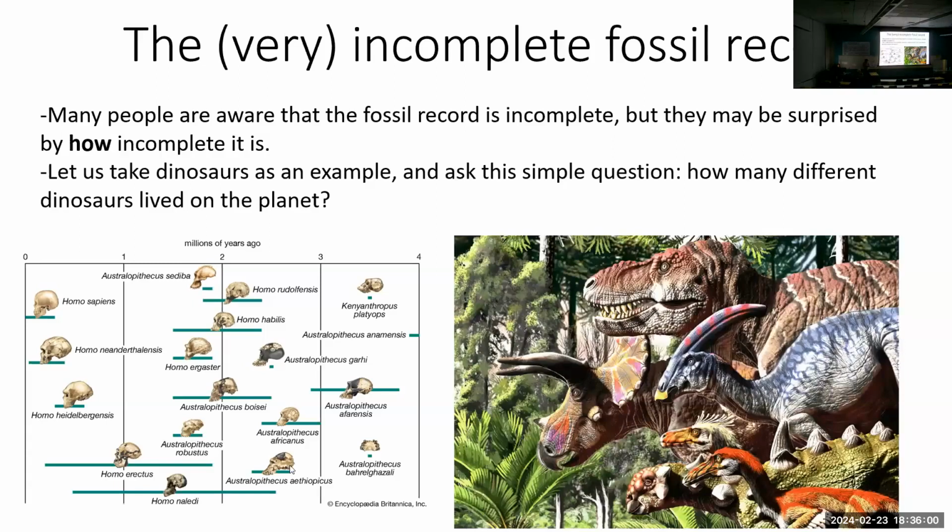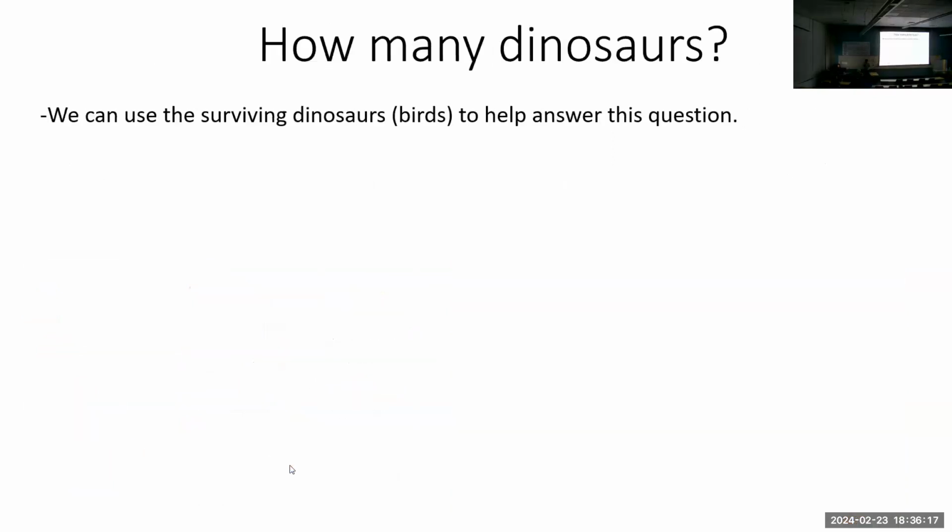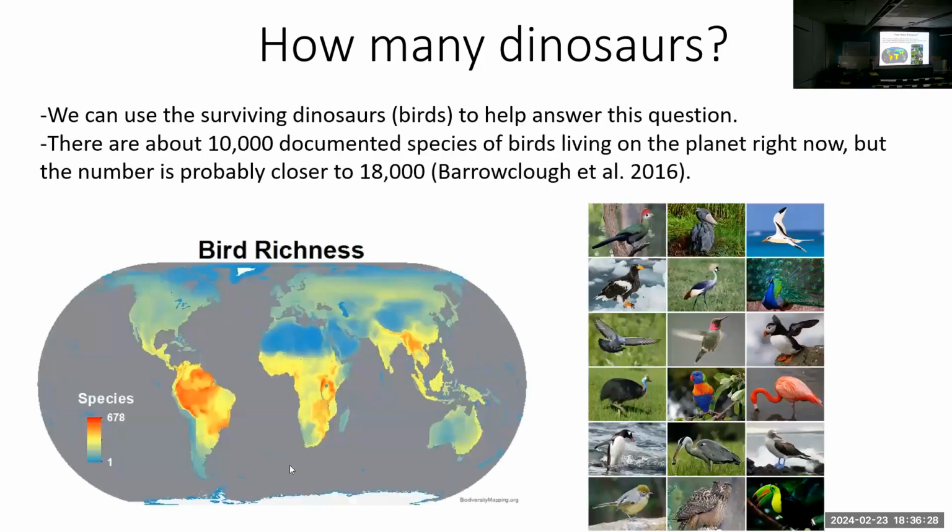But it might surprise you to know how incomplete that fossil record is. As an example, let's take a look at dinosaurs. And I'm going to ask a simple question. How many different dinosaurs lived on the planet in total? Different species of dinosaurs. To answer this question, it gets complicated. But we can use birds, which are living dinosaurs, to help us answer this question.